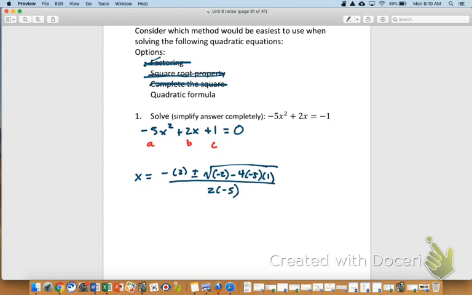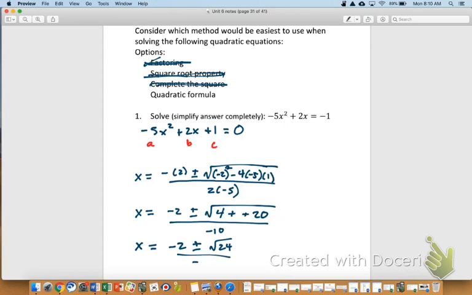Okay, so what do you think? Got all my parentheses in there? All the substitution looking okay? You agree? All right. So then if I do another step, I get x equals negative 2 plus or minus the square root of, oops, I lost my squared there. So negative 2 squared is 4 minus 4 times negative 5 times 1 is negative 20, all over negative 10. And then, of course, you guys know that 4 minus negative 20 is really 4 plus 20. So I would go one more step here before I switch over to the other side. Negative 2 plus or minus square root of 24 all over negative 10.